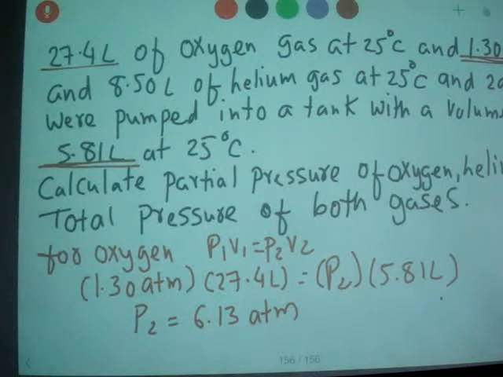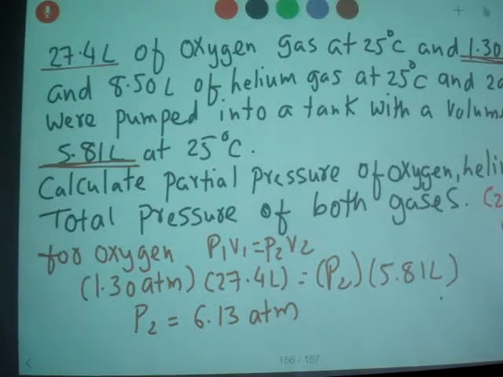Now we need to find the same thing for helium. When you calculate for helium, the same way, P1 V1 equals P2 V2, you get 2.93 atmosphere. Let's calculate it all together.